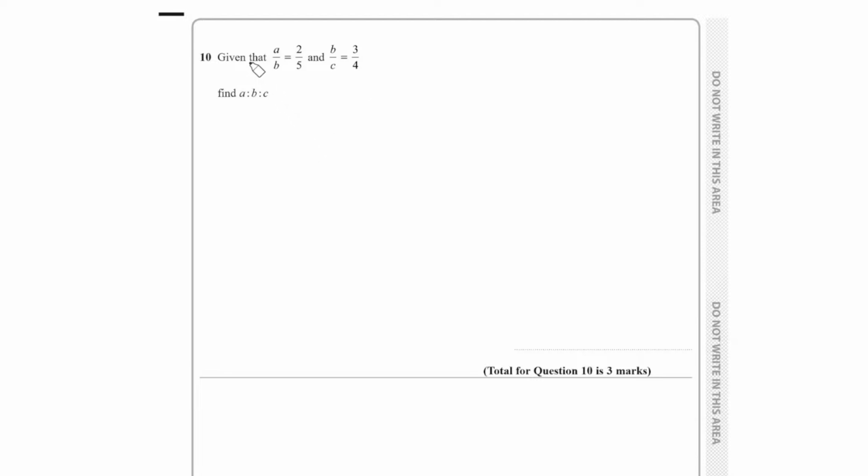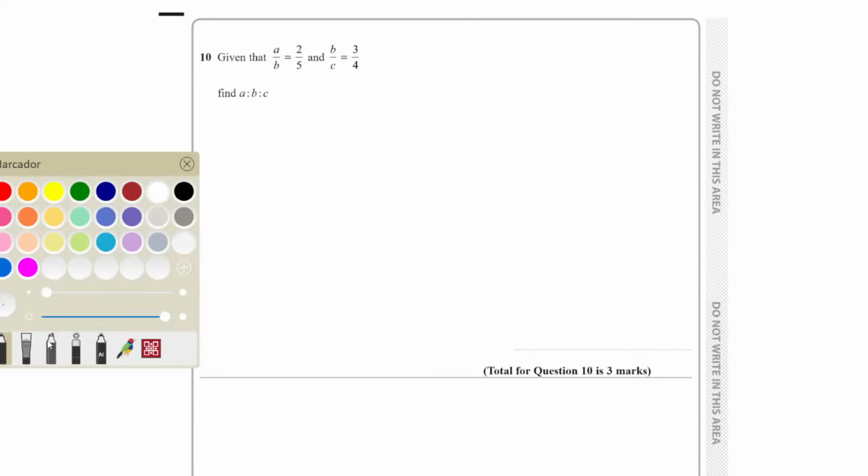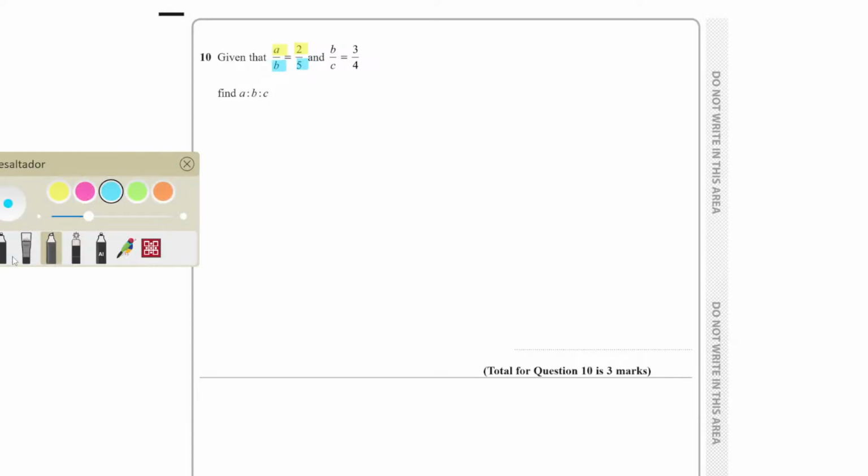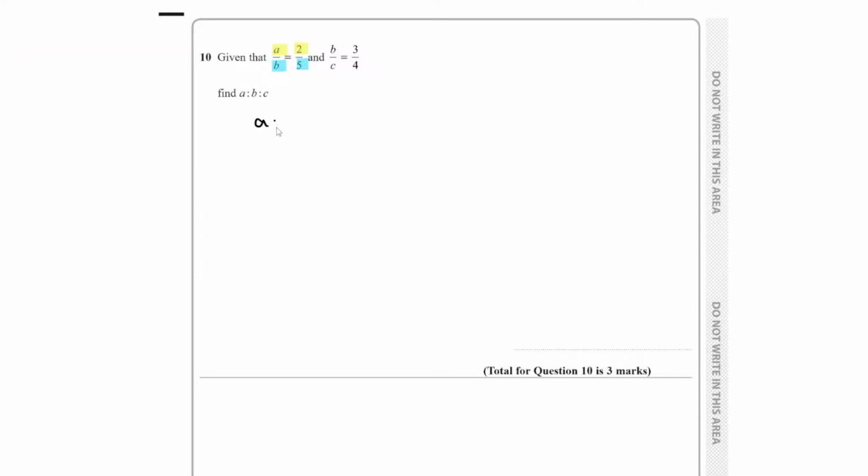Yeah, exactly. So what you basically do when it's laid out like this, you just take it across. So like the A is 2 and then the B is 5. So that's one ratio, right? That's a separate ratio. So A to B, in that case, would be 2 to 5. And then you do the same for the second one. So then you get B to C is 3 to 4.